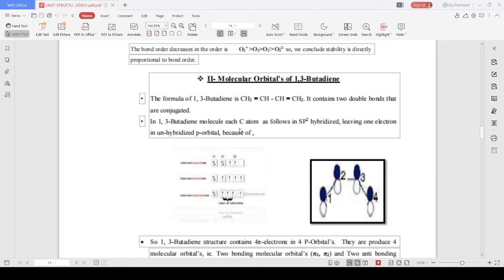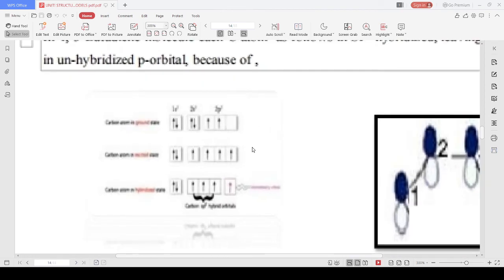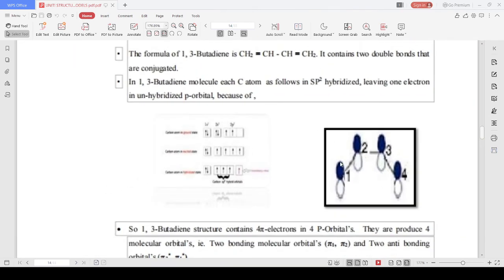This is the diagram. See in the diagram, carbons 1, 2, 3, 4, four carbons. The four carbons form four p orbitals after sp2 hybridization. These are the p orbitals.